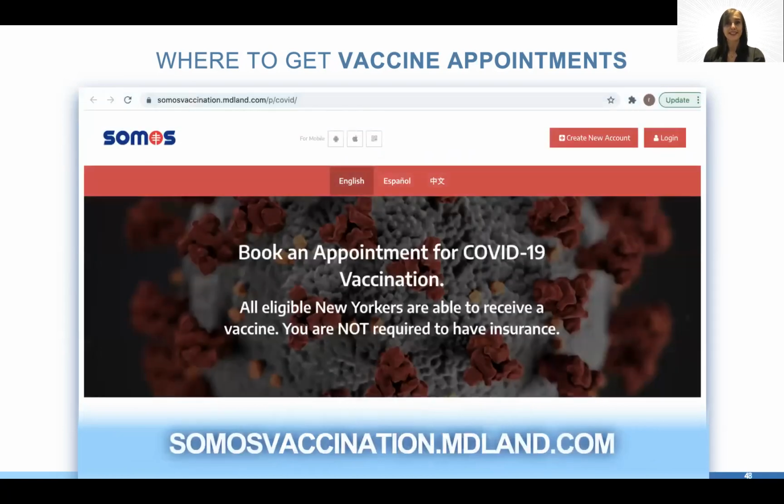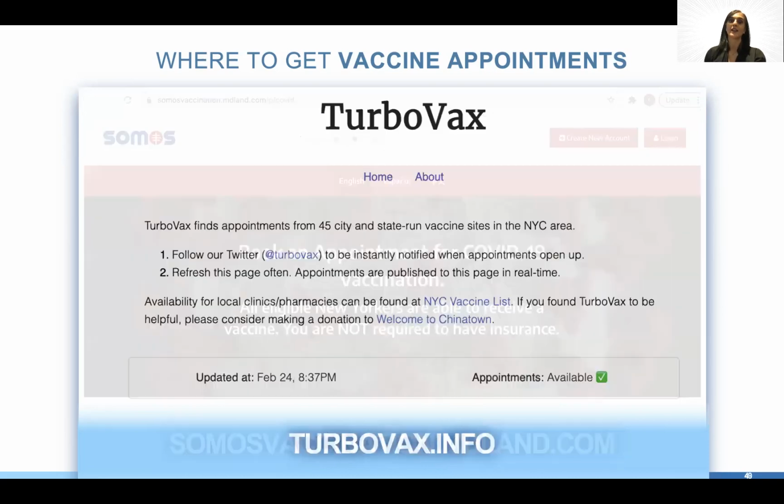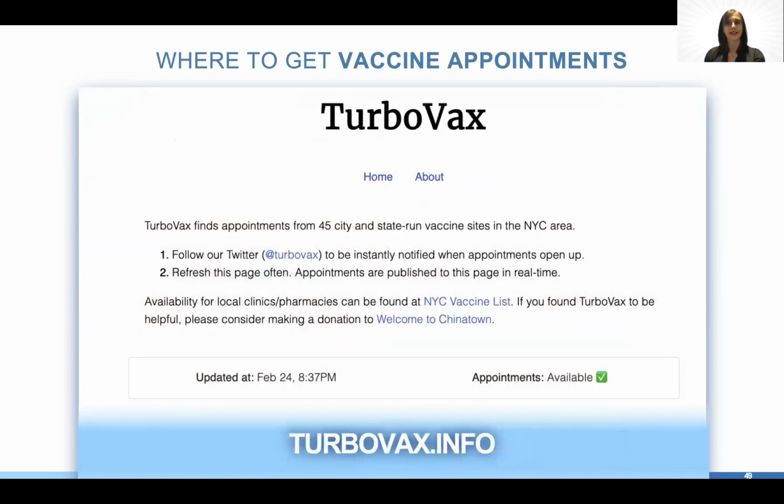Now, there are a couple of places that are aggregating appointments, like Somos Vaccination, as well as TurboVax, that I think also has an app so that you can get instant reminders, especially as soon as a vaccine appointment comes up at one of 45 different sites around the state and New York City in particular.